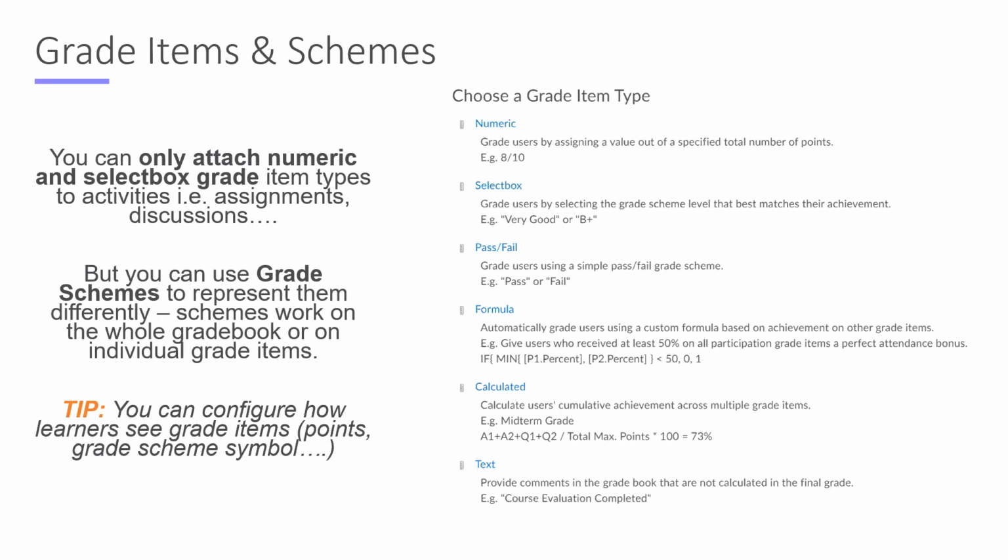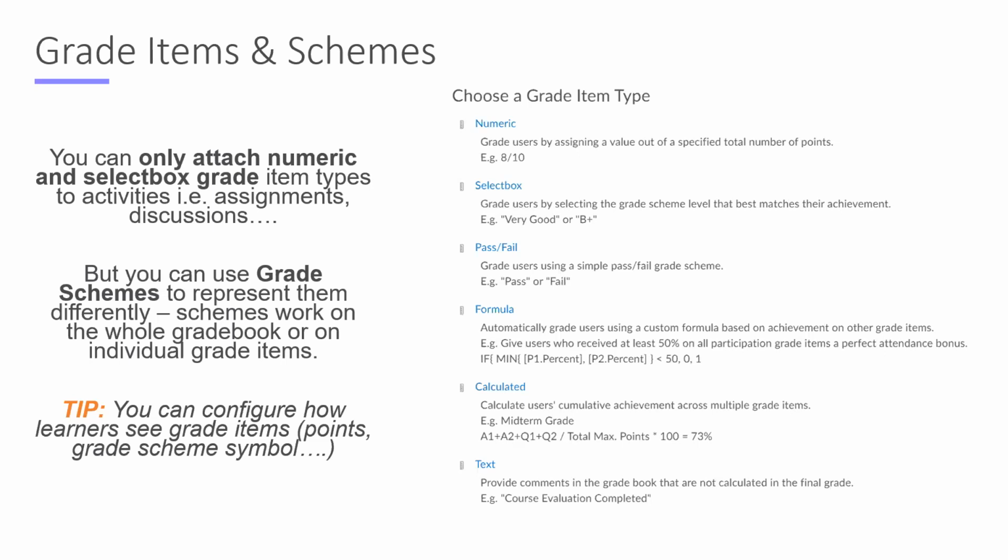This is actually not a limitation, right? You can use what we call grade schemes to represent those grades in a different way. So if I've got maybe 8 out of 10 is actually going to be a grade B, then I can use a grade scheme to say, okay, 80% to 85% is going to be represented with the letter B.